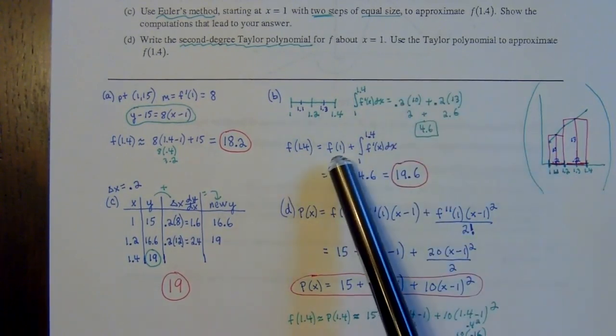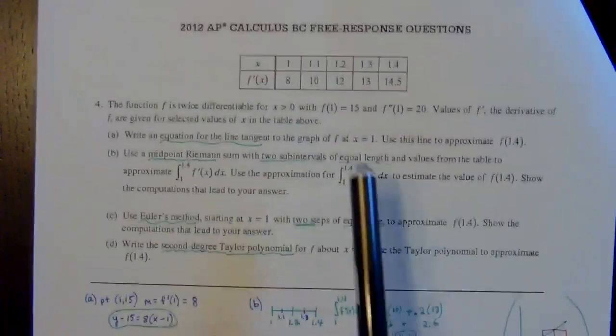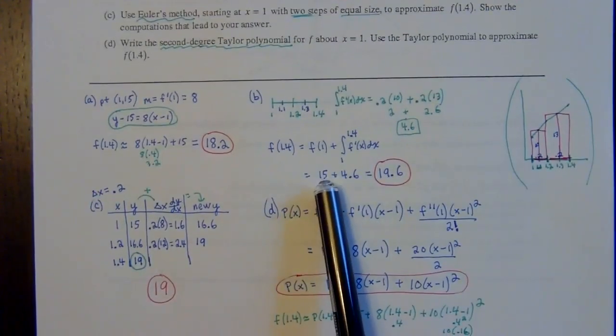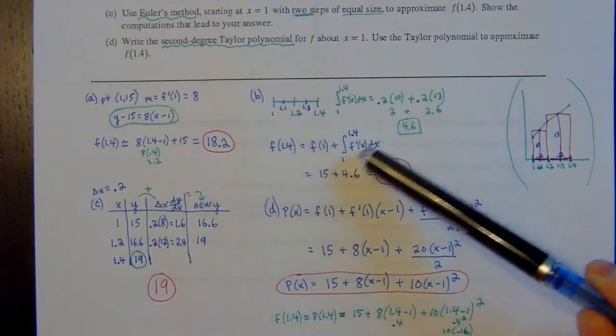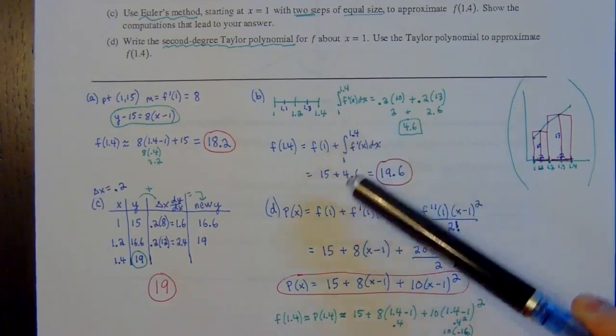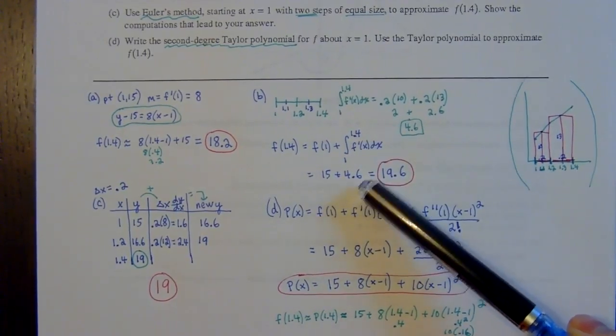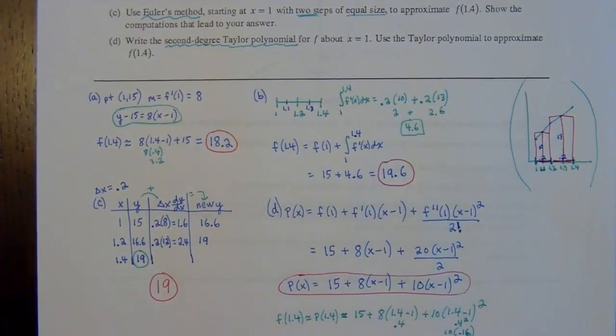So that's like your initial thing. And that f of 1 they told us up there was equal to 15. So that's where you started. And this just tells you what your change was in between the 1 and the 1.4, and that's the 4.6. So then you add those up, and those numbers are closer to each other right there.